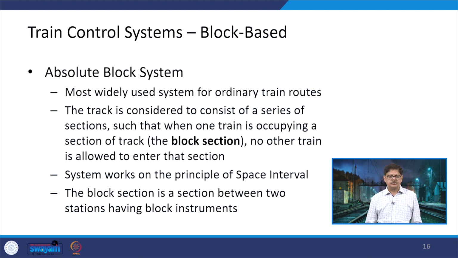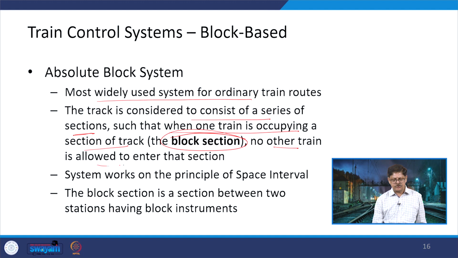So, what is this absolute block system? Let us discuss that. This is the most widely used system for ordinary train routes. The track is considered to consist of a series of sections such that when one train is occupying a section of a track which is defined as a block section, no other train is allowed to enter that section.